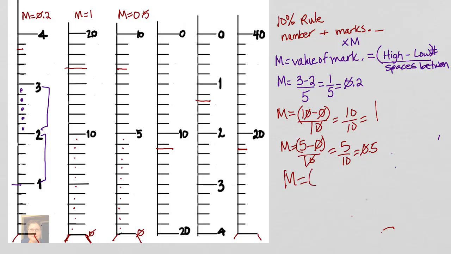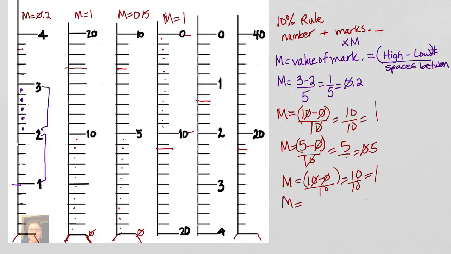You take a range of numbers, high minus low. So I could choose between 0 and 10, high minus low, 10 minus 0, divided by 10. Again, gives me 10 over 10. Each mark is worth 1. Now they're not always going to be pretty numbers, so you have to stop and check every time you work with the device. The next one, again, it doesn't matter what range. I could choose 3 and 4. Between 4 and 3, again, high minus low, there are 1, 2, 3, 4, 5 spaces. 1/5 is the equivalent of 0.2.